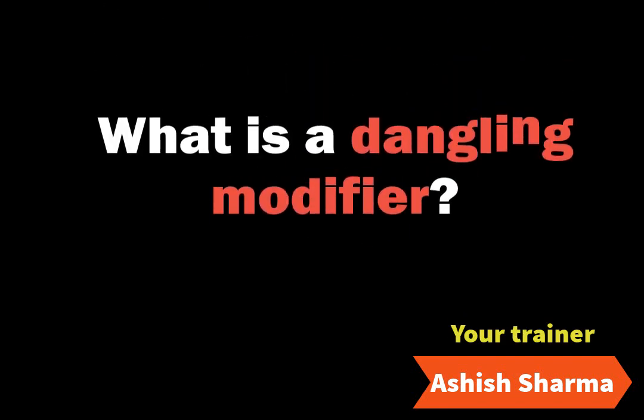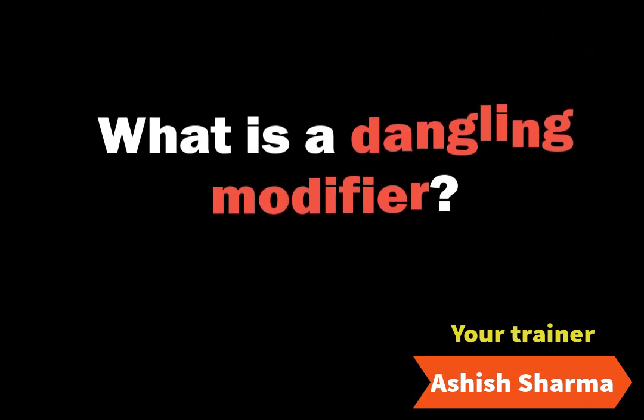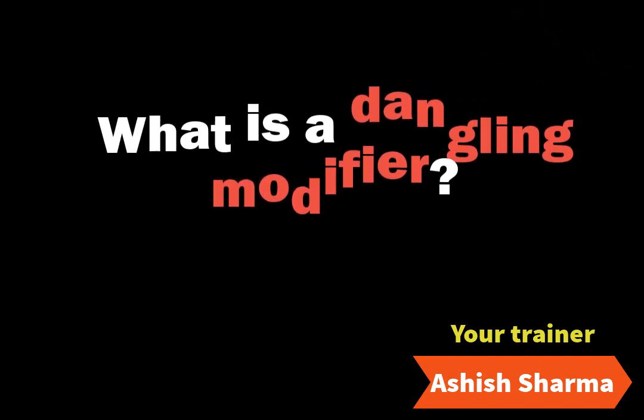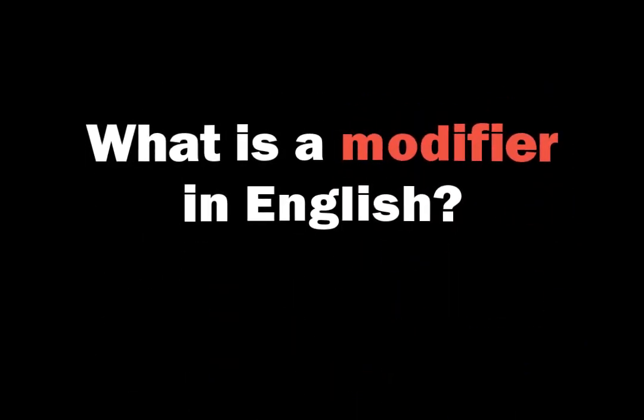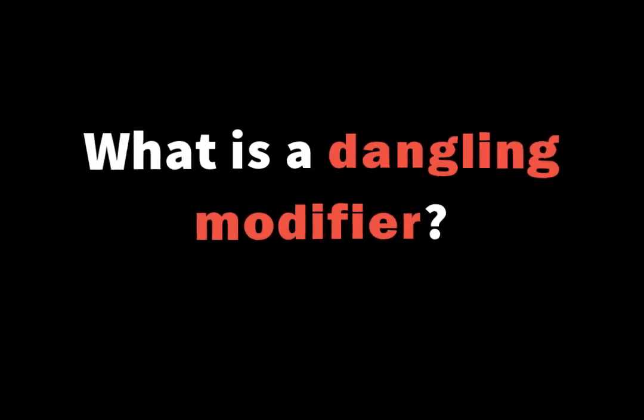And today, guys, I'm going to teach you something that you probably do not know. A lot of people do not know. That is a dangling modifier. Alright, so we'll understand what is a dangling modifier. Before that, you have to understand what is a modifier. If you don't know that, we already have a lesson on that. You can check that out. So in this lesson, we'll understand what is a dangling modifier.